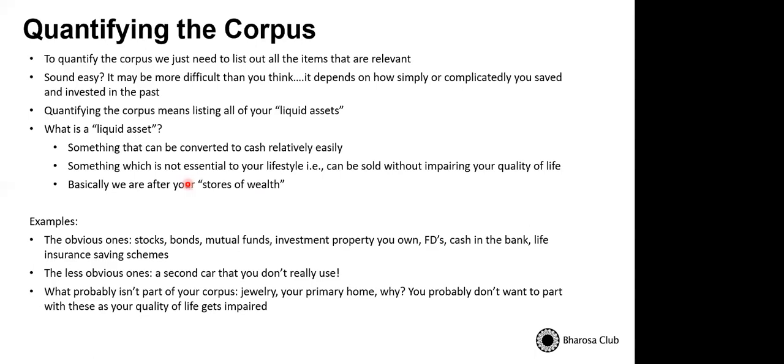Okay, so the first step that everyone should do in terms of figuring out how to deploy their corpus is first understanding and quantifying the corpus. How do we know how large our corpus is? How do we know what it consists of? What items should we include? What items should we exclude?